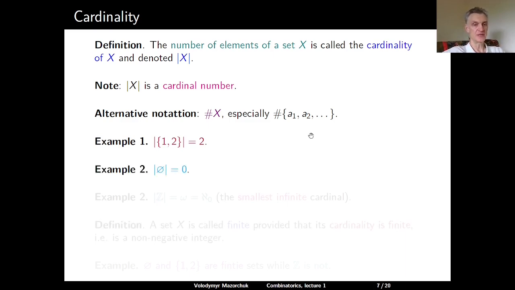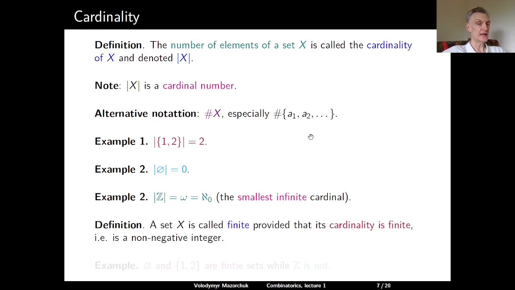The cardinality of the empty set is 0, and the cardinality of the set of all integers is the countable infinity, so the smallest possible infinite cardinal, aleph 0. A set X is called finite provided that its cardinality is finite, that is a non-negative integer. And in this course, we will mostly study finite sets. For example, the empty set or the set consisting of 1 and 2 are both finite sets, while the set of all integers is not finite.